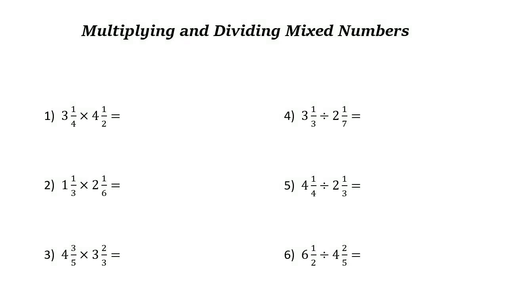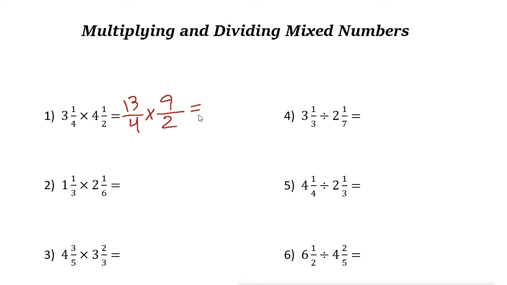Multiplying and dividing mixed numbers. To multiply two mixed numbers, first you need to turn them into fractions. So here we have two mixed numbers. First let's turn this one into an improper fraction. 3 times 4 is 12, plus 1 is 13 over 4, and 2 times 4 is 8, plus 1 is 9 over 2.